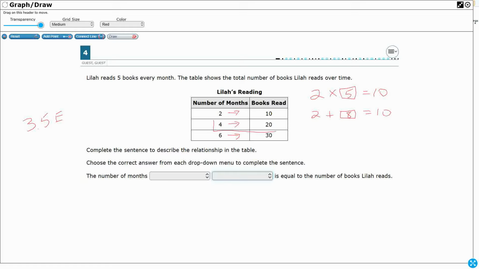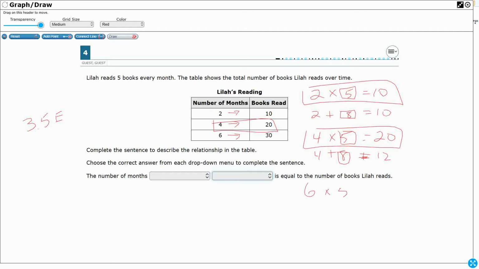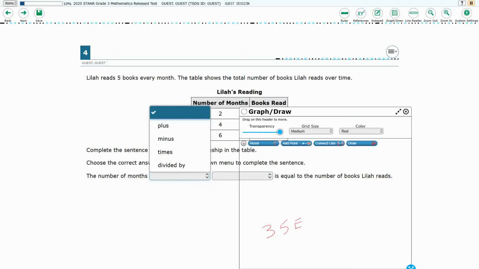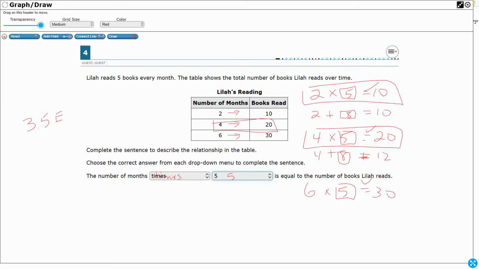All right, so whatever rule we have needs to work for the rest of them. So let's try 4 times 5, or 4 plus 8. We want to bring these down. That's going to equal 20. That's going to equal 12. So that's not what we need. So it looks like we've got a times 5. Let's verify this last one. 6 times 5 equals 30. Yes. All right, so we are going to times 5, right? Times 5. That's our correct answer.